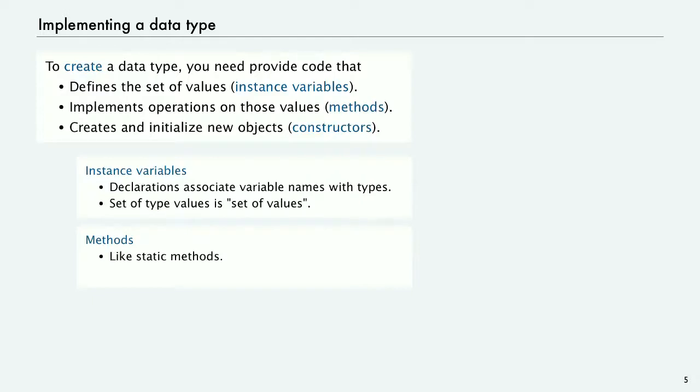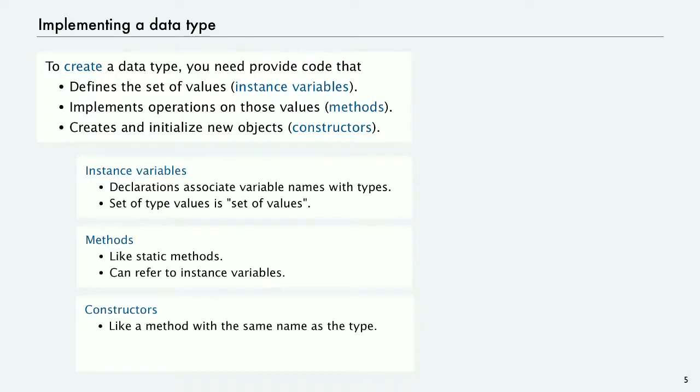Methods are like static methods, and they can refer to instance variables. Again, it's very similar to static methods, but with a profound difference, and you'll see it with some simple examples at the beginning. And a constructor is also like a method that has the same name as the type, and it doesn't have a return type because it's going to return a reference to an object of the data type. Those are the basic steps that we have to do, and we'll look at these in much more detail in just a minute.